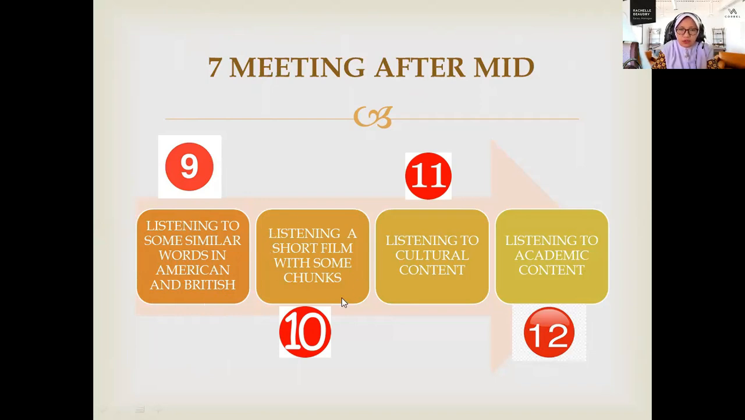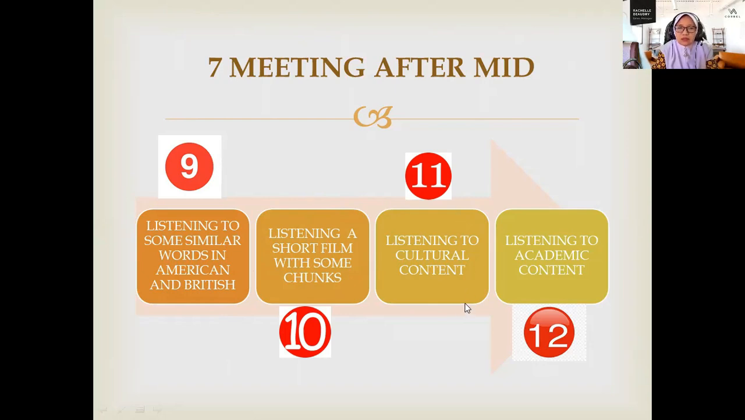And then listening for a short film, a short film with some chunks or expressions that you are going to do. For example, you are going to say "saya kehabisan uang." What can we say in English? In the real expression of English, we are going to know about this. Related to the film, I would like to show you without subtitles, so you are going to listen and watch the film.